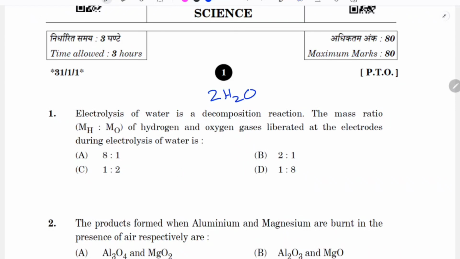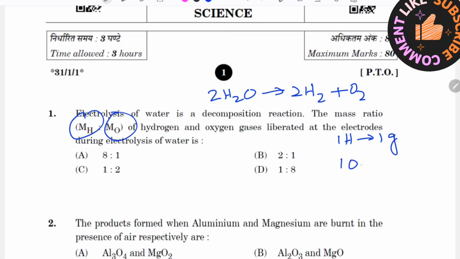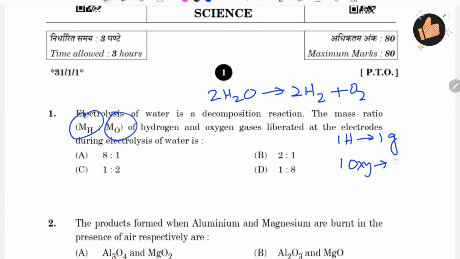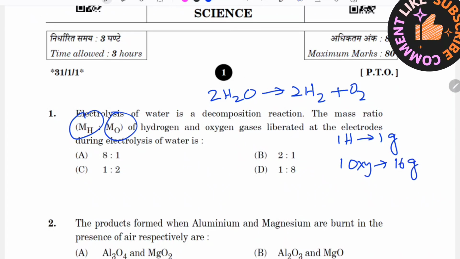2H2O. Balance equation you have to write. So this is 2H2 plus O2. Right. Now M of H or M of O means molecular mass. So we should know what is the molecular mass of hydrogen. The mass of one hydrogen atom is 1 gram. And for one oxygen, it is 16 grams. This is not the atomic number. This is atomic mass.